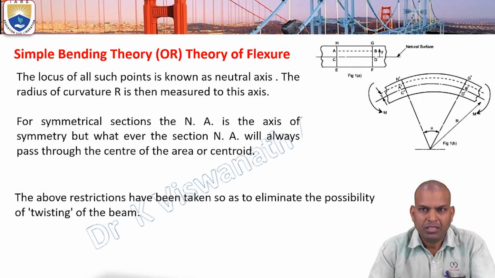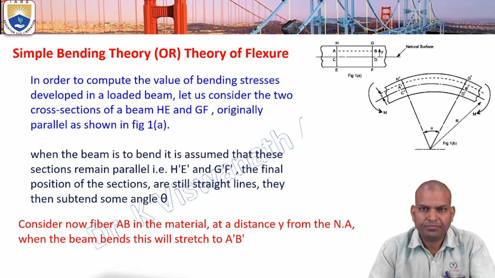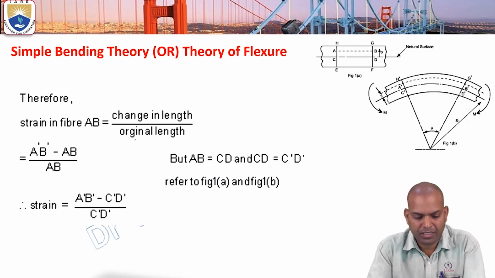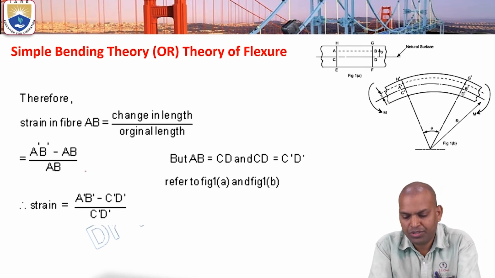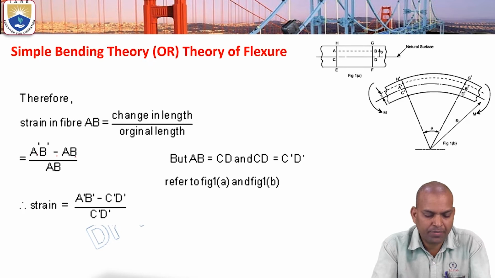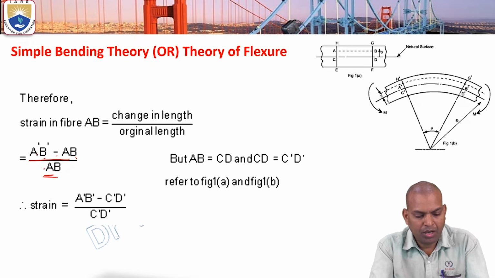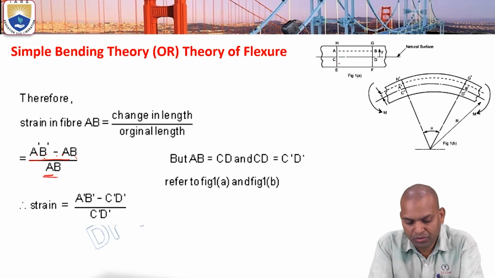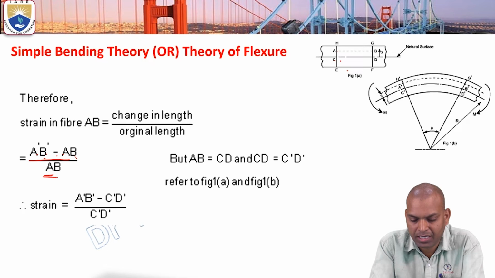The strain in fiber AB is the change in length by original length. Initially it is AB, after curvature it is A dash B dash. So A dash B dash minus AB is the change in length, by the actual length AB. Now the strain in fiber AB is A dash B dash minus AB by AB. But before bending, AB equals CD, it is the same.